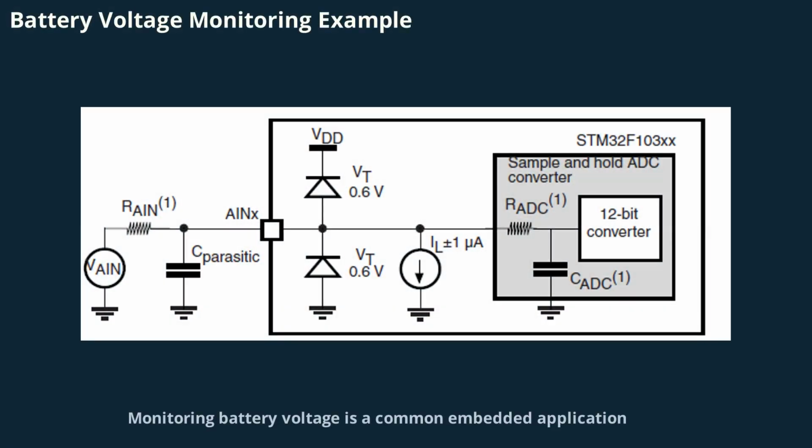Monitoring battery voltage is a common embedded application. By configuring the ADC for the appropriate channel and sampling time, firmware can read and average multiple samples for accuracy. The measured value is then converted to a voltage, with corrections applied for voltage dividers. This example highlights the importance of proper analog configuration and data processing in real-world applications.